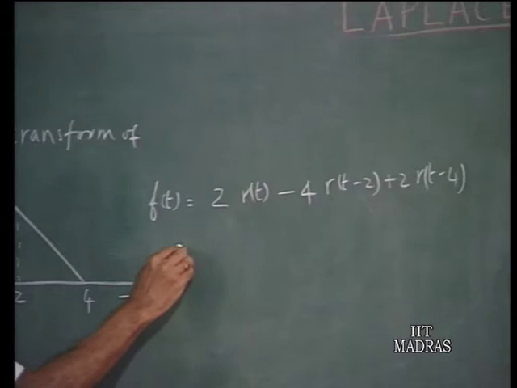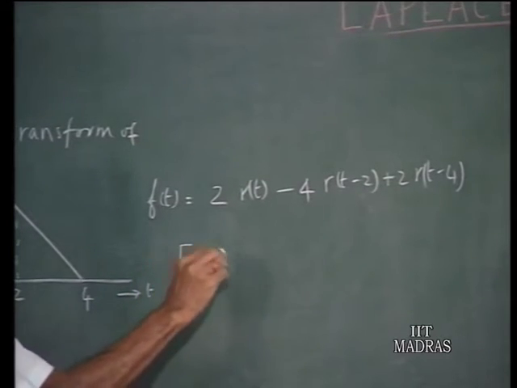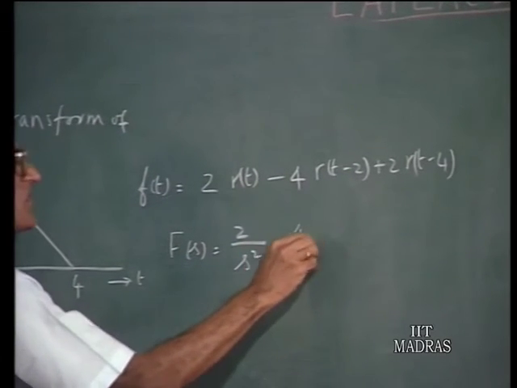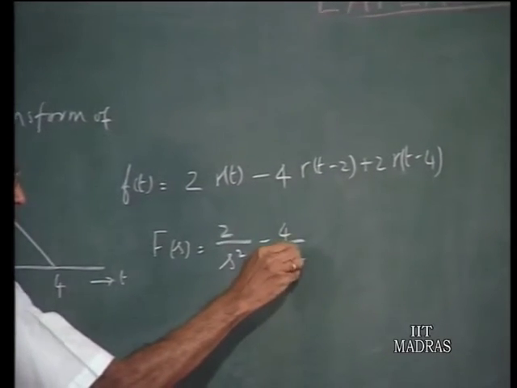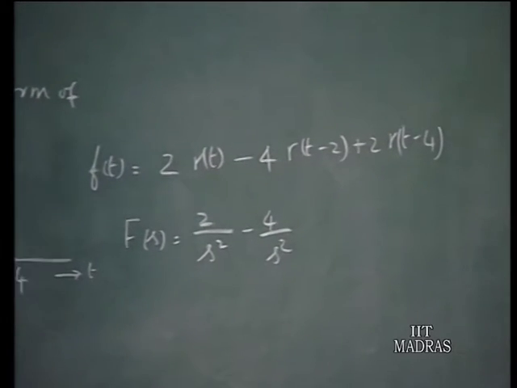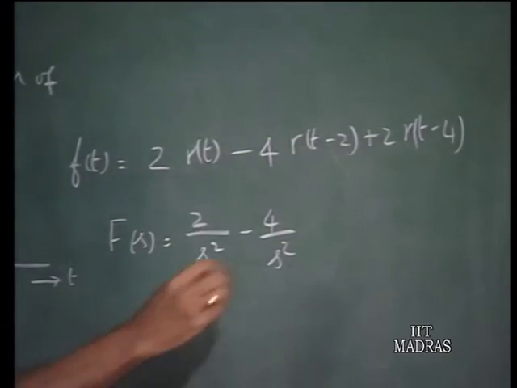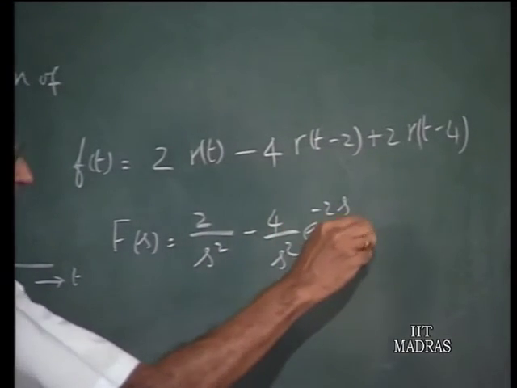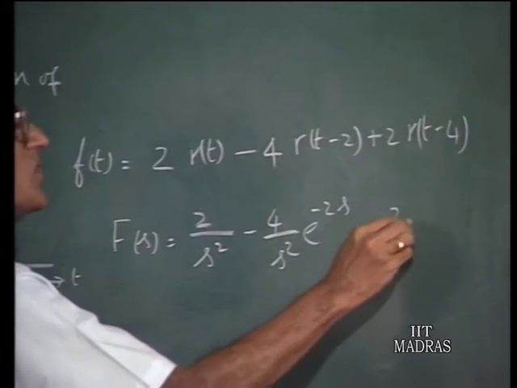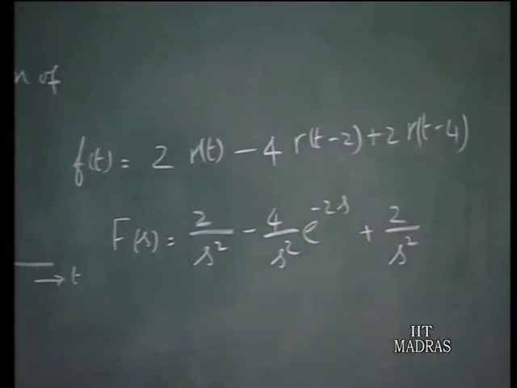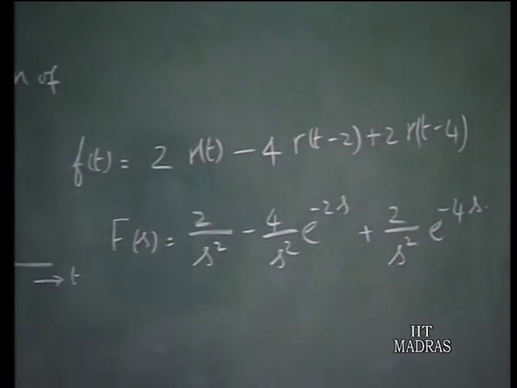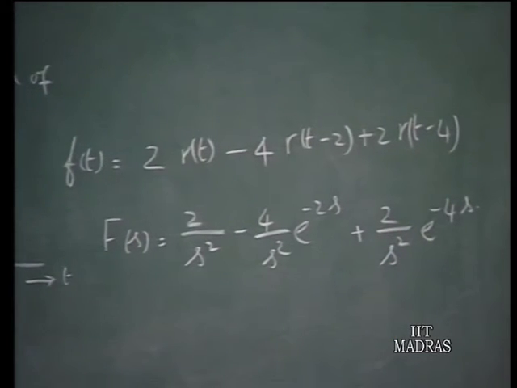Therefore, we can find F of s as 2 upon s squared, minus 4 upon s squared would be the Laplace transformation if it has been 4 r t, but since this is delayed by 2 units, you must introduce e to the power of minus 2s. And this has a ramp of 2 units, therefore, 2 over s squared is a basic Laplace transform of the ramp function, but since it is delayed by 4 seconds, you must introduce e to the power of minus 4s. So, that would be the Laplace transformation of this.